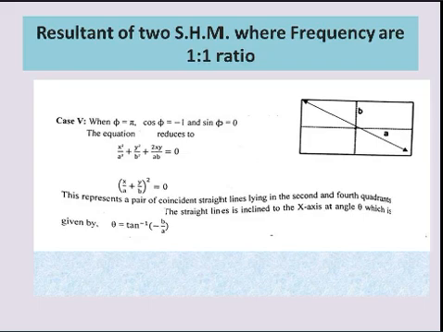This is nothing but (x upon a plus y upon b) the whole square is equal to 0. Again, it represents a pair of coincident straight lines. Now it is passing through the second and fourth quadrant through the origin. Very important, this you should remember. And also the angle is given by theta is equal to tan inverse of minus b by a.